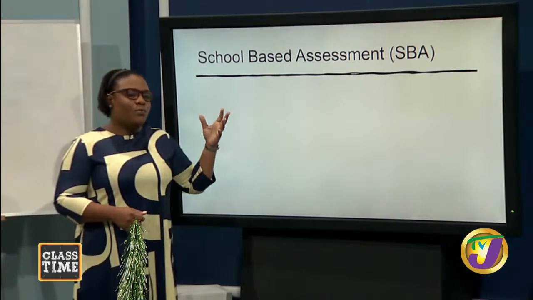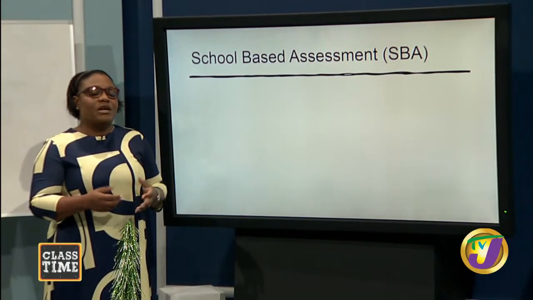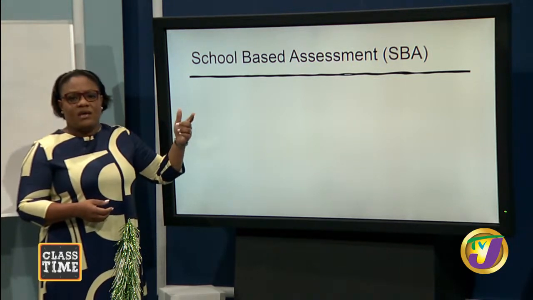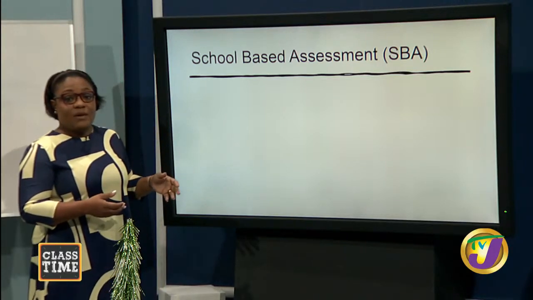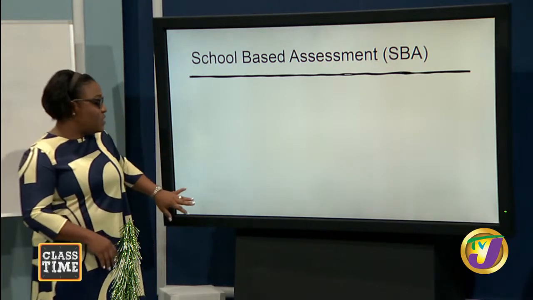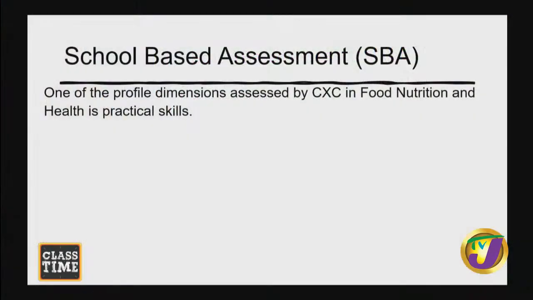Now, I mentioned earlier in the general objective that time planning is something you need in order to complete your practical SBA. But what exactly is your SBA? And what exactly is time planning? In order to know how we're going to go into time planning, we have to know what our SBA is. Your SBA is one of the profile dimensions assessed by CSEC in food, nutrition, and health: practical skills. There are three components.